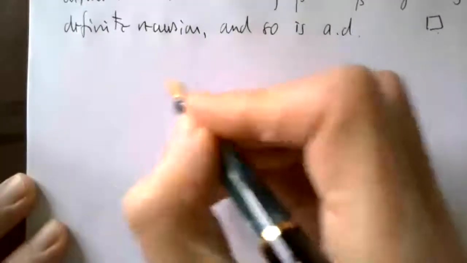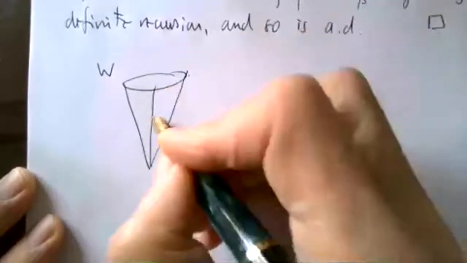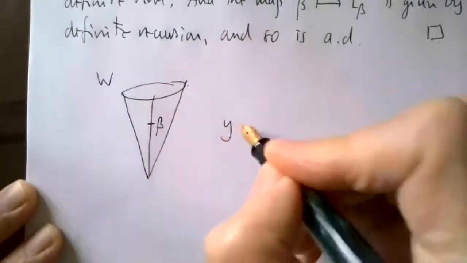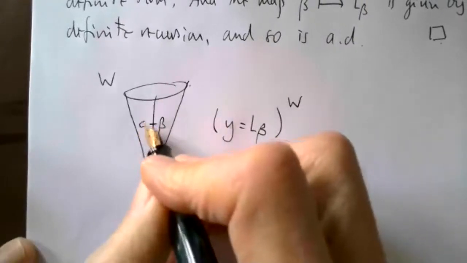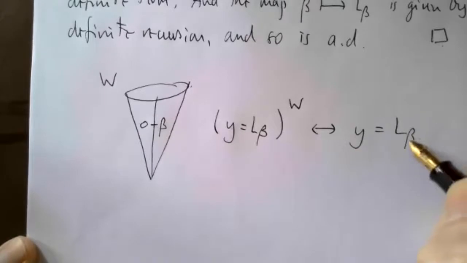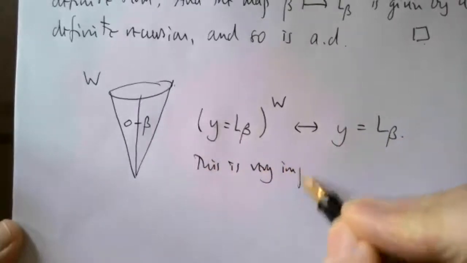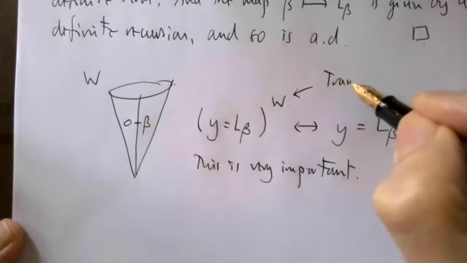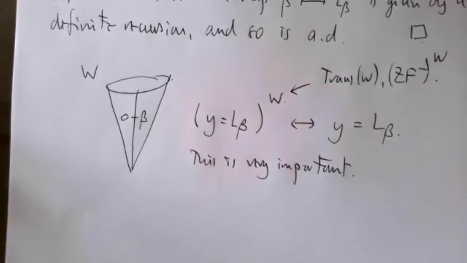So again, to think about it, if I've just got some W here, here are the ordinals of W, here's some beta in W. If W thinks that Y is L of beta, so it's got some set in here that it thinks is L of beta, this happens if and only if Y really is L of beta. And this is terribly important for the discussion that comes. Again, this is W, one of these transitive models in which all of ZF minus is true.